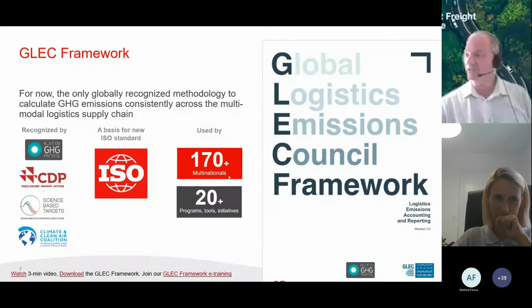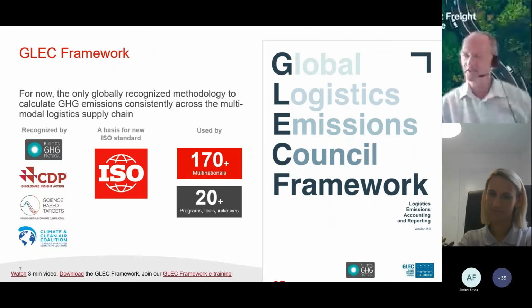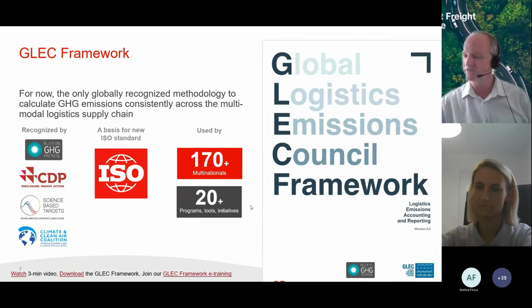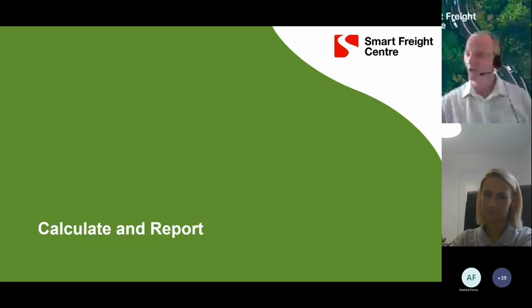And the uptake is really growing now. This 170 plus multinational figure, we could probably update that monthly these days, just is the extent of the growth. And it's also worth noting now more than 20 programs, tools and other initiatives that have embedded the Glec framework into their provisions in one way or another. And this really is the core of what we call our calculate and report work stream.